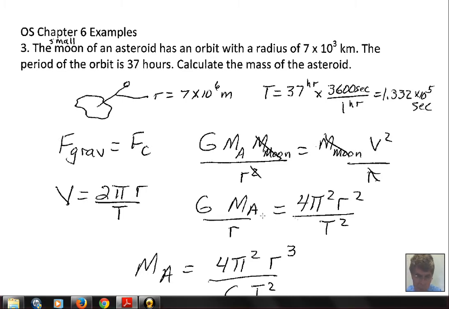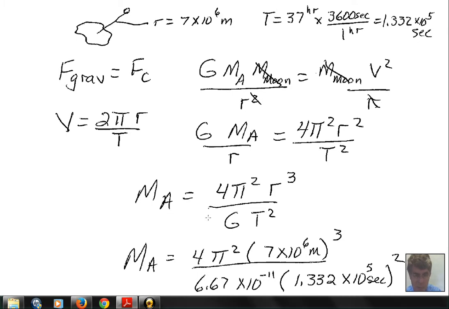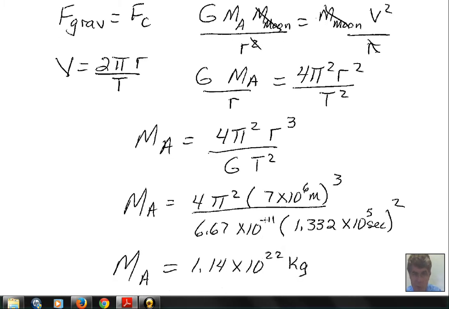And we can solve this now, of course, for the mass of the asteroid. Multiply both sides by r, divide both sides by capital G, and there's our expression for the mass of the asteroid. We were given the size of the orbit, 7 times 10 to the 6. That has to be cubed. We were given the period in hours. We converted that to seconds as we need. So we have meters, we have seconds. And try this on your own calculator, but the mass of this asteroid is 1.14 times 10 to the 22nd kilograms.